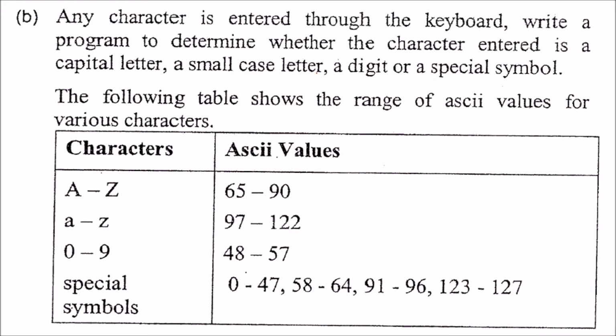Any character entered through the keyboard, write a program to determine whether the character entered is a capital letter. Capital letters go from 65 to 90. This is the ASCII value which is understood by the computer. When you press A, the computer understands it to be 65. Then small a to z is 97 to 122, and 0 to 9, these are the digits, is 48 to 57. Special symbols have the range 0 to 47, 58 to 64, 91 to 96 and 123 to 127.